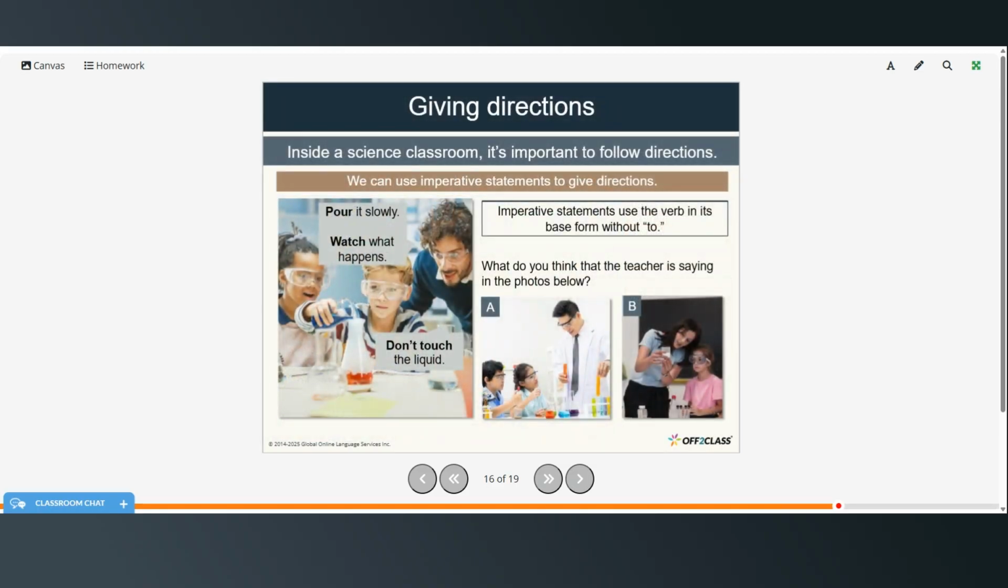All right, in a science classroom, it's important to follow directions, and we can use imperative statements to give directions. Imperative statements use the verb in its base form without the word to. So here are some examples. Pour it slowly, watch what happens, don't touch the liquid. So what do you think the teacher is saying in the photos below?